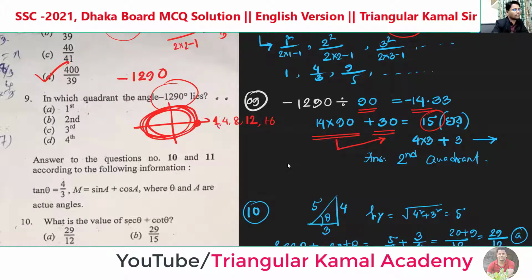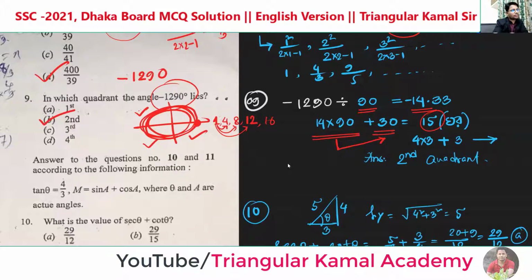So 1 step is complete. That means 4 steps. The next 8, the next 12. So here there are a total of 15. 12 is here, then 13, 14, and 15. And 15 is here. This is the second quadrant.